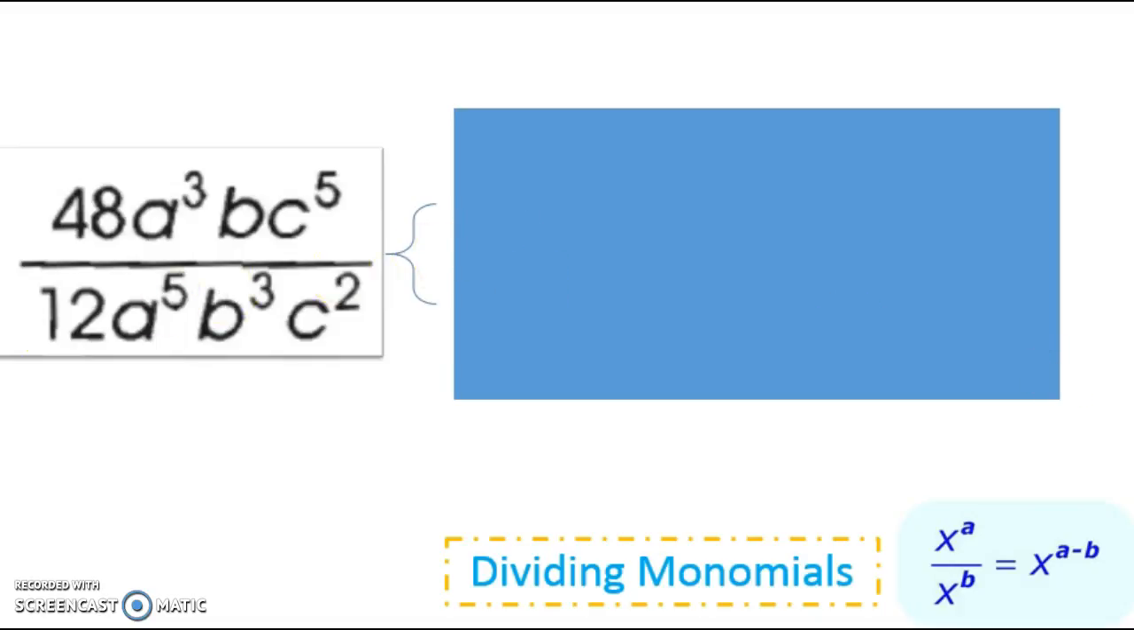This one's a little bit bigger, but that's okay. I always draw my line first to get started. So 48 on top, 12 on bottom. I know that 12 goes into 48 4 times. Left with 1 on bottom. A to the 3rd, a to the 5th. The bigger number is on bottom, and so I'm going to do 5 minus 3. And I'm left with 2. So a on the top cancels out. I'm left with a squared down here at the bottom.